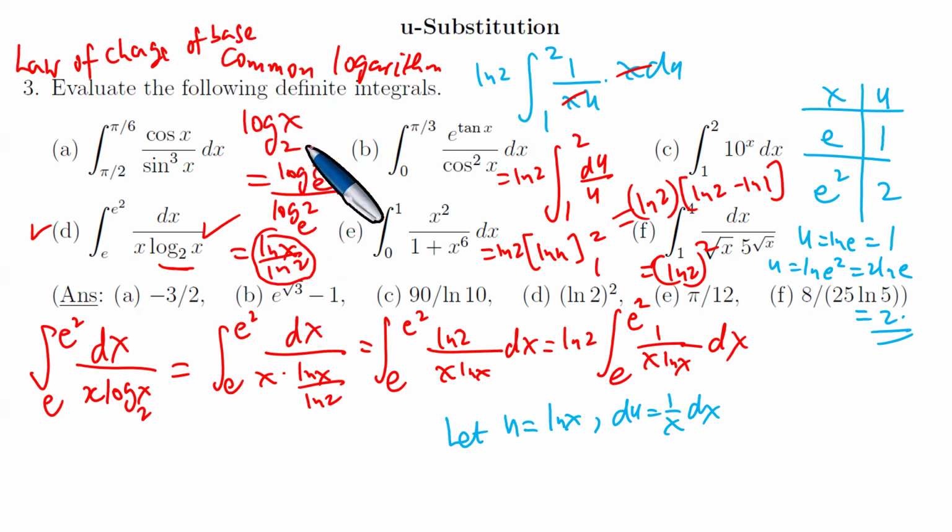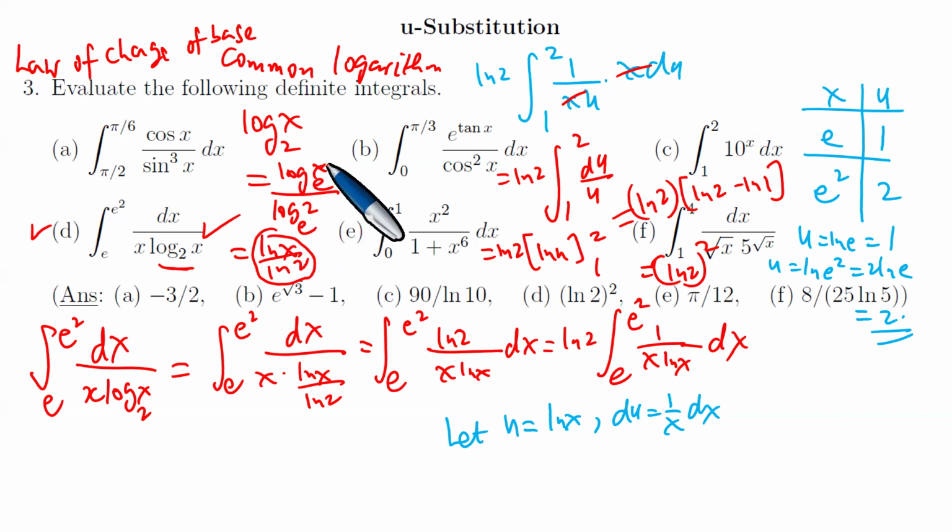So obviously what we have is that whenever you want to change the base, what is the base here? The base is 2. It is log x base 2, but we want to change the base. So we're going to use log x divided by log 2, but we change the base from 2 to e.